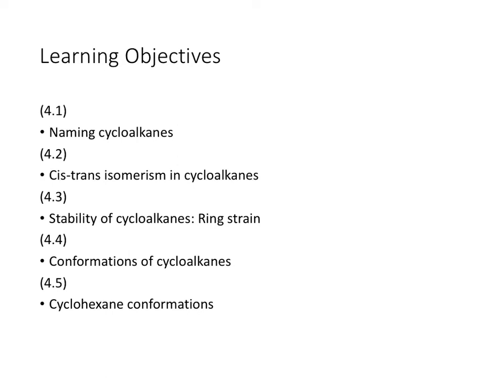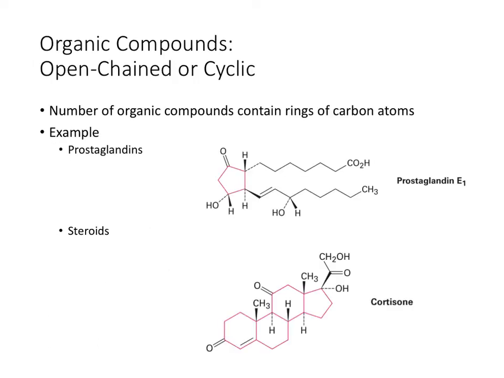The learning objectives for this video include naming cycloalkanes, cis-trans isomerism, ring strain, and conformations of cycloalkanes, in particular cyclohexane conformations. Ring structures are found in a diversity of organic compounds. Here are some examples in the prostaglandins and steroid categories. So here there's a 5-membered ring, and here we have a lot of different 6-membered rings. We've got 3 of those and a 5-membered ring.